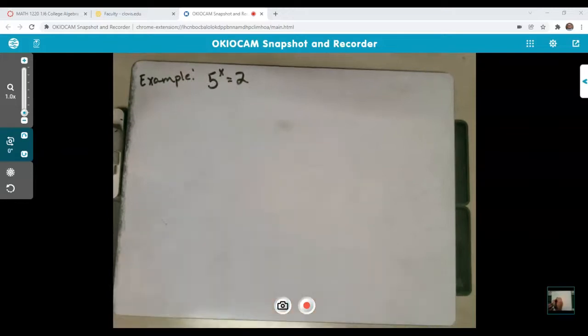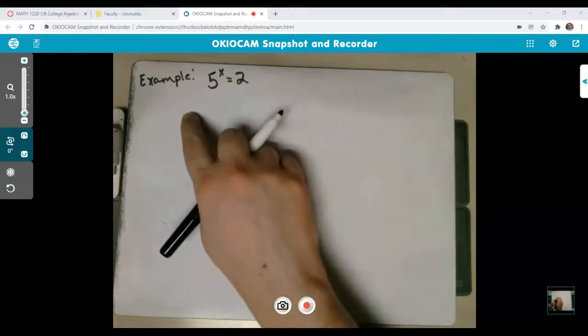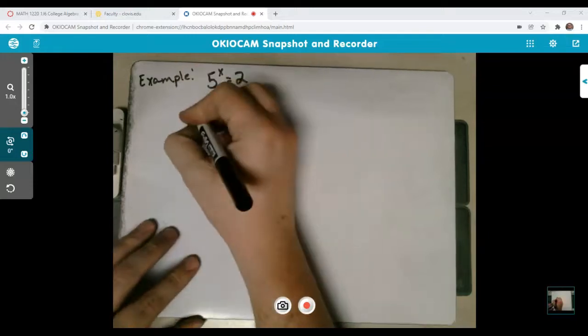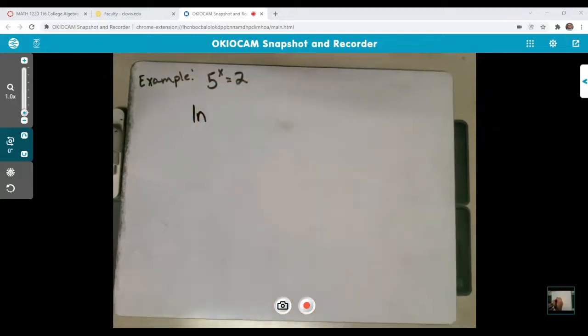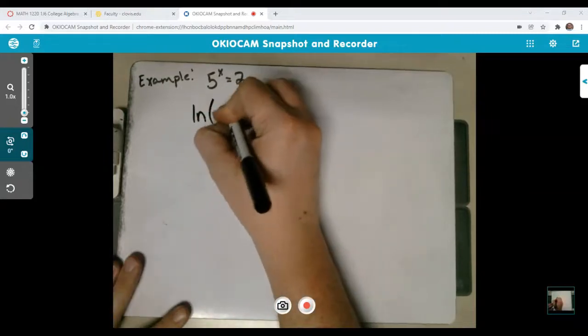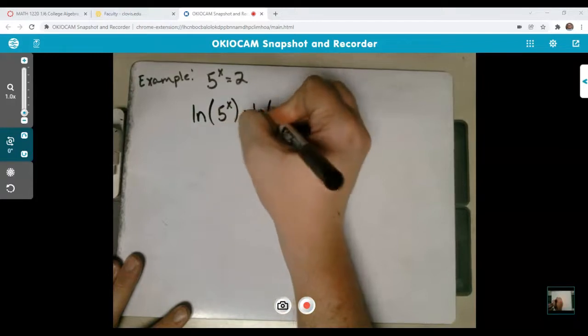But what I can do is take the log on both sides. I can pick whatever log I want to. I could do log base 10. I could do log base 8. It doesn't matter which one I do, so we always just say let's do ln, simply because that's less stuff I've got to write down. So let's do ln of 5 to the x is equal to ln of 2.